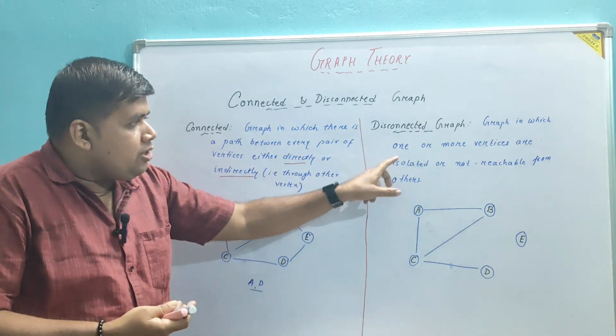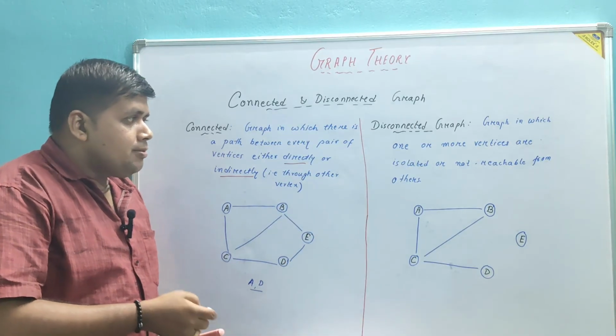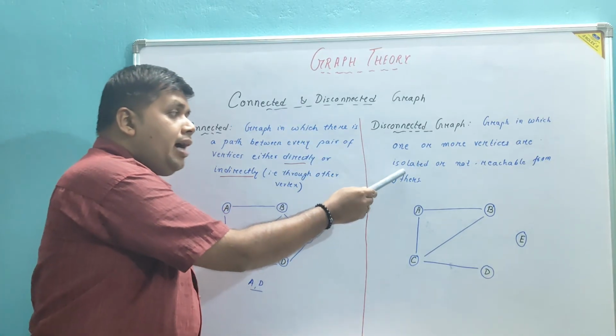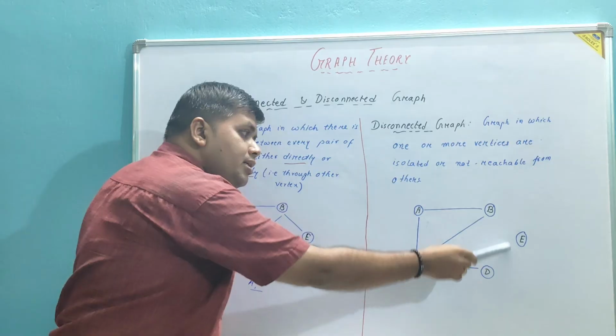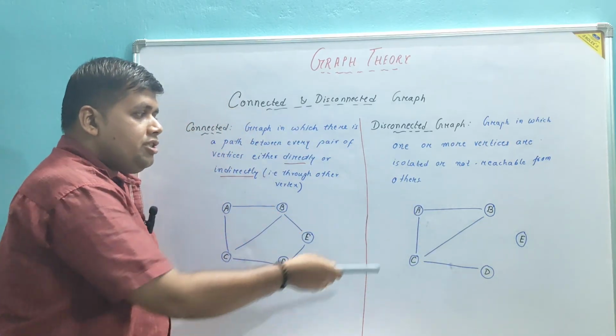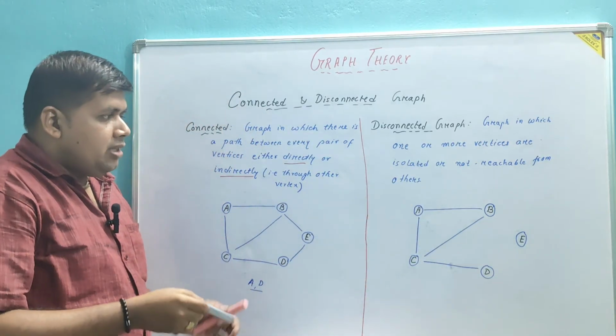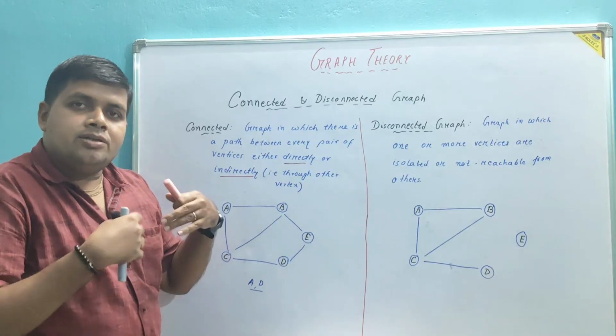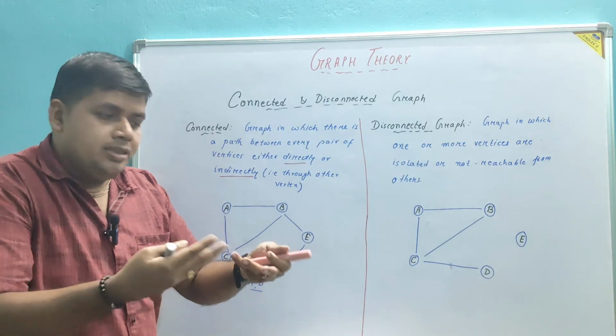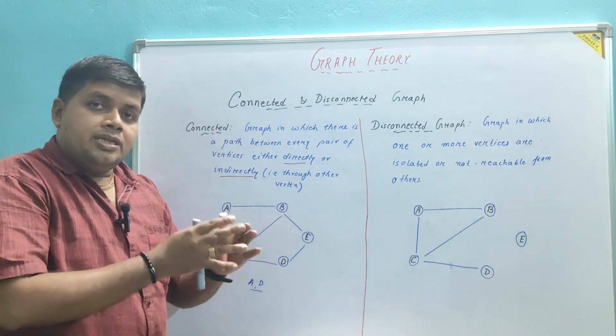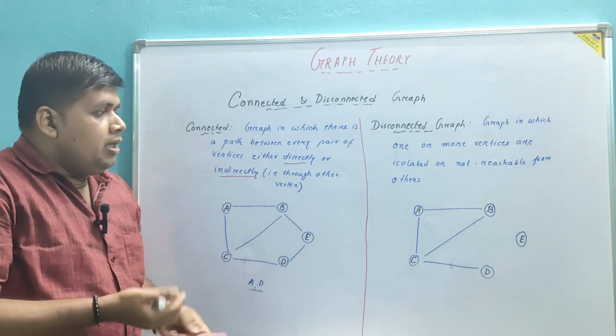So a disconnected graph is one in which one or more vertices are isolated. Here E is isolated or not reachable from others. For example, there is an island and no one can go to that island. In that case, we will call it a disconnected graph.